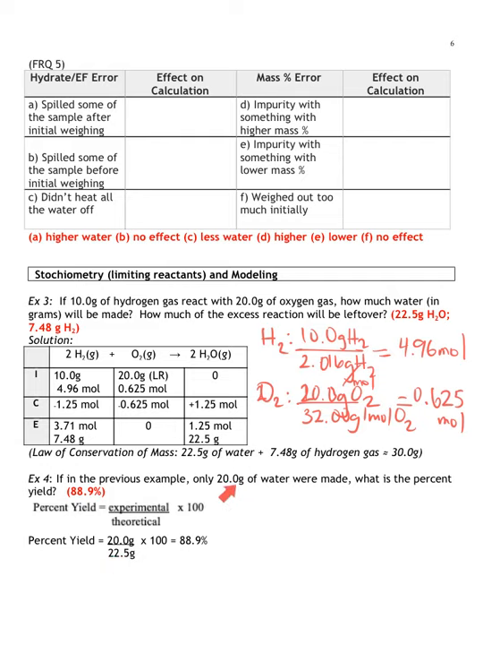Now in the problem itself, it says that you actually form only 20 grams. So the experimental is 20 grams. And when you do the percent yield, you'll notice an 88.9%. Your aim is always 100% yield.